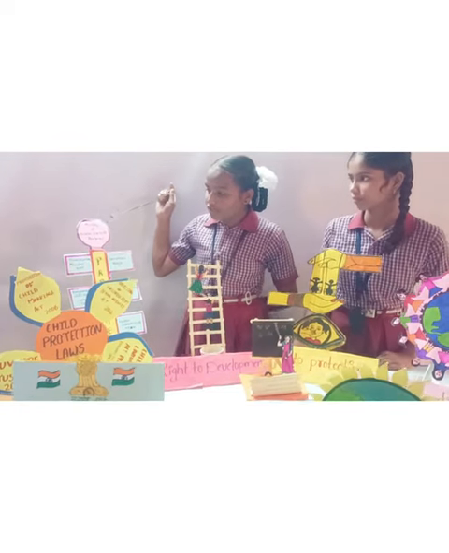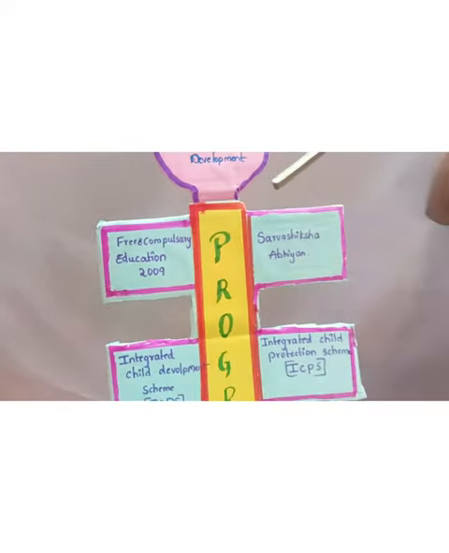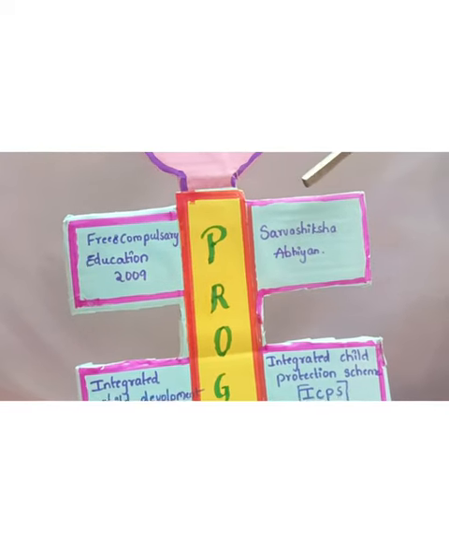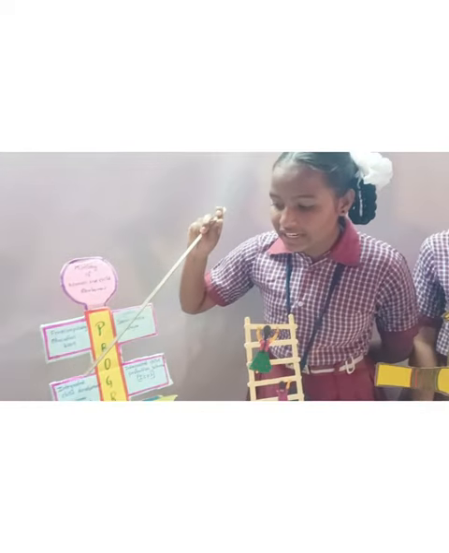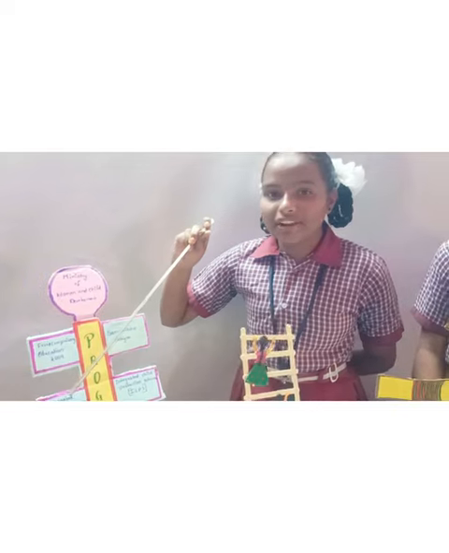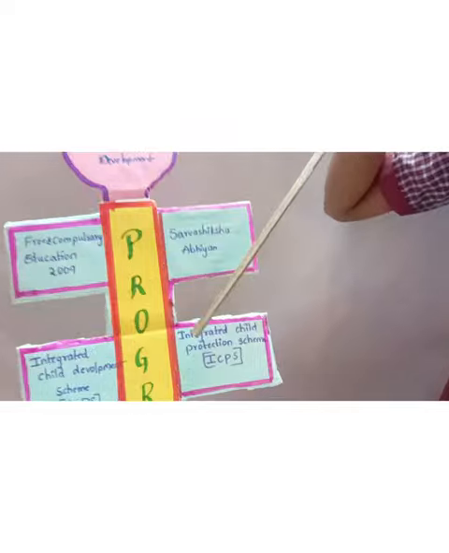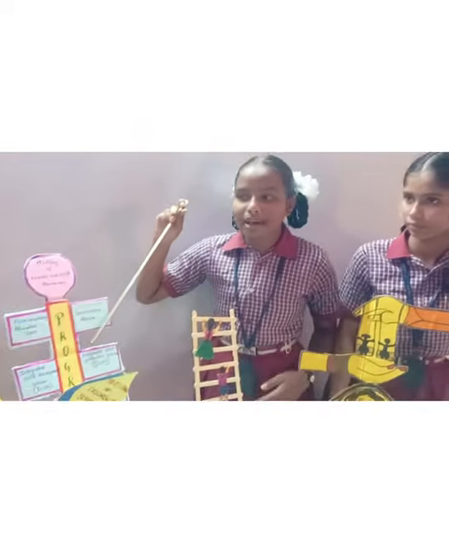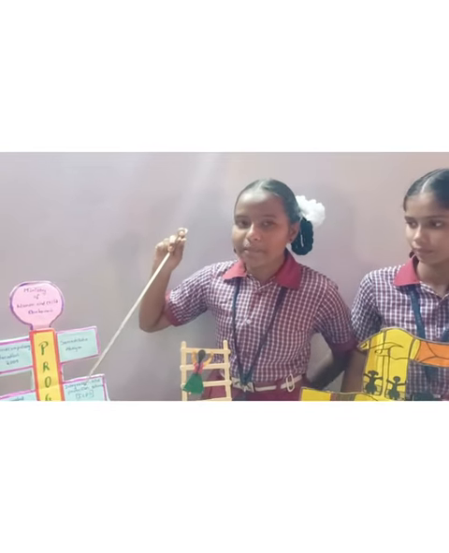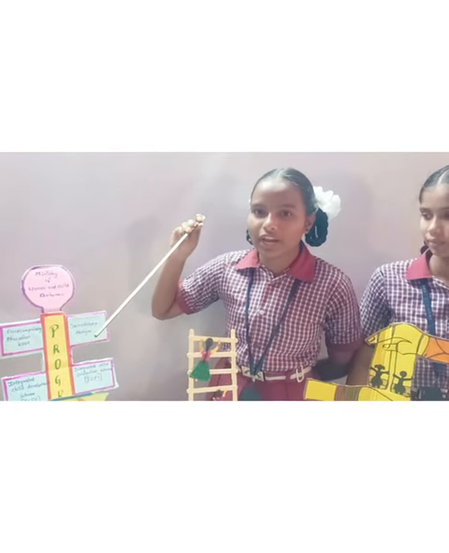So these are some of the programs according to Women and Child Development. Free and compulsory education was introduced in 2009. Sarva Shiksha Abhiyan is a government aim to give every child an elementary education. Integrated Child Development Scheme: a child must develop through education. And Integrated Child Protection Scheme: a child must have parental protection. Not only parental protection, they need the responsibility of everyone, the government and everyone.